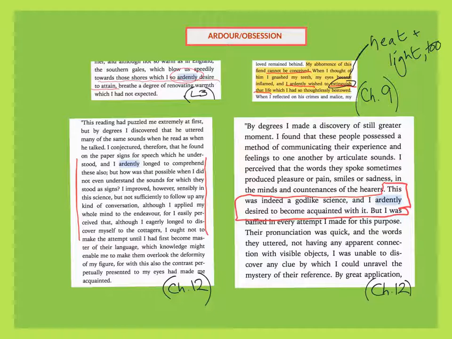I just thought I'd end this section on a couple of quotes about ardour in the creature itself. So just to show how that goes from creator to created. Here's the creature trying to master reading and words, but more on this later. So there he is looking at paper signs for speech, which he understood, and I ardently longed to comprehend these also. How was that possible when I did not even understand the sounds for which they stood as signs?